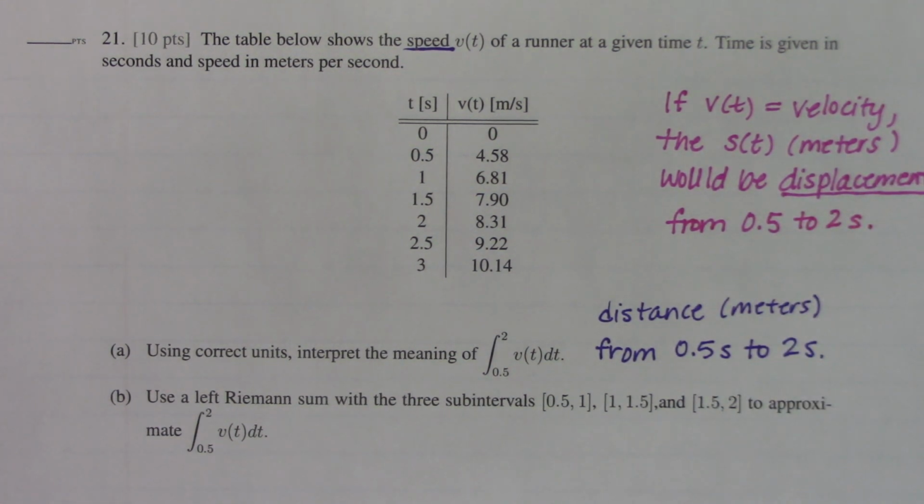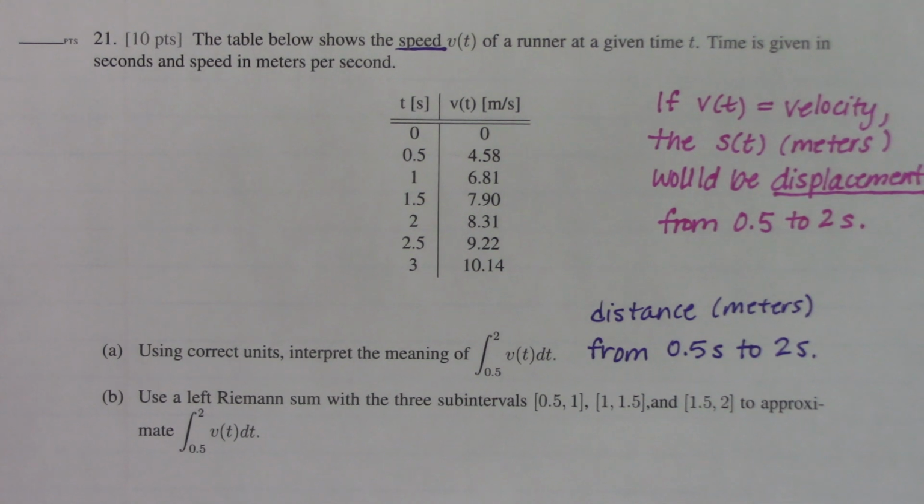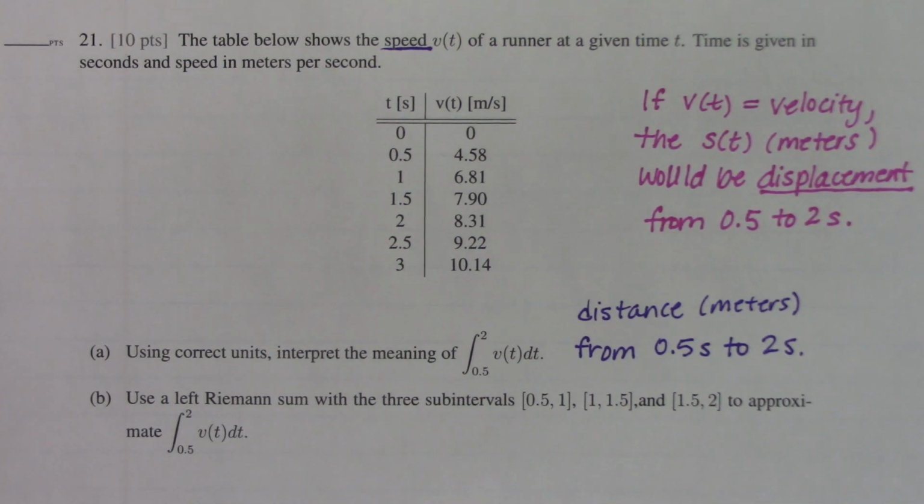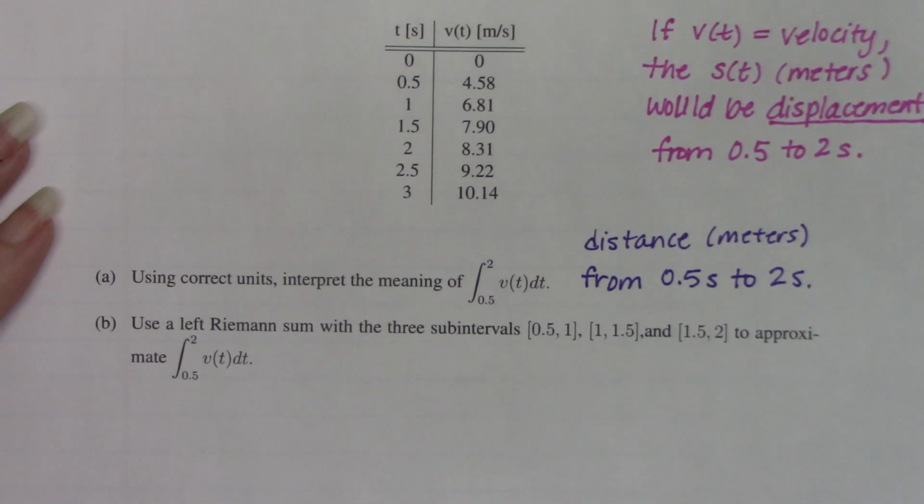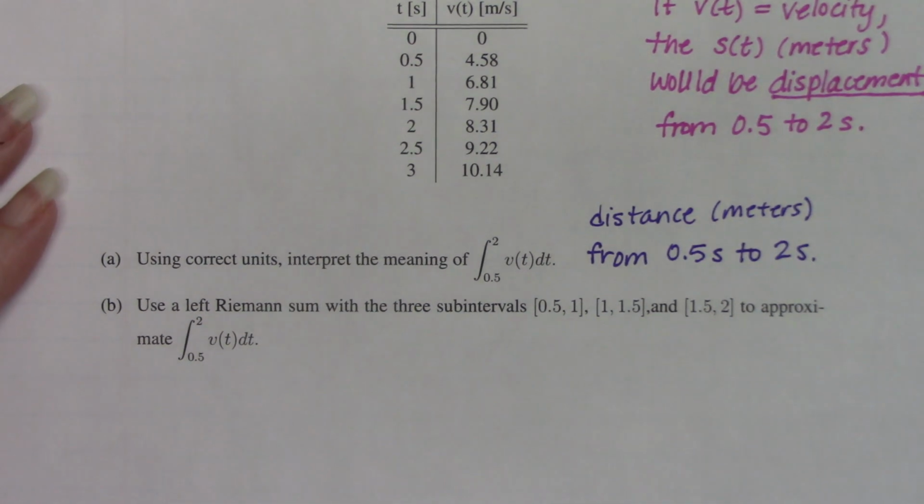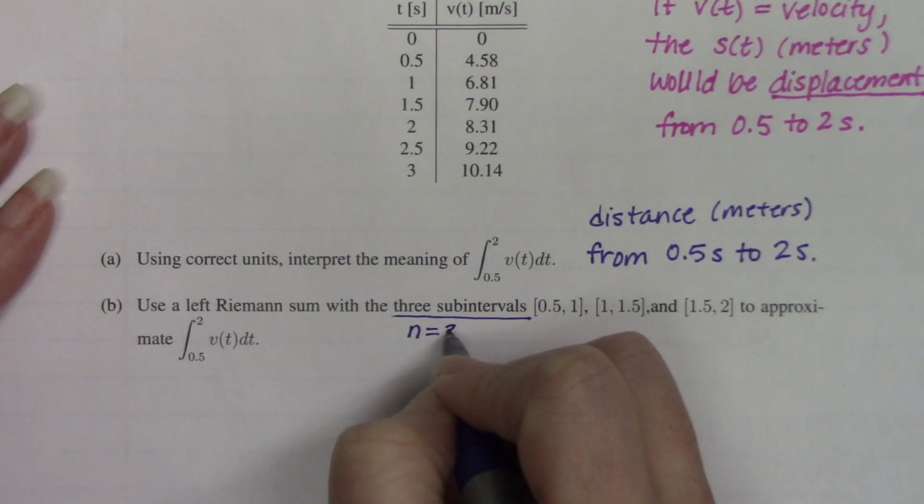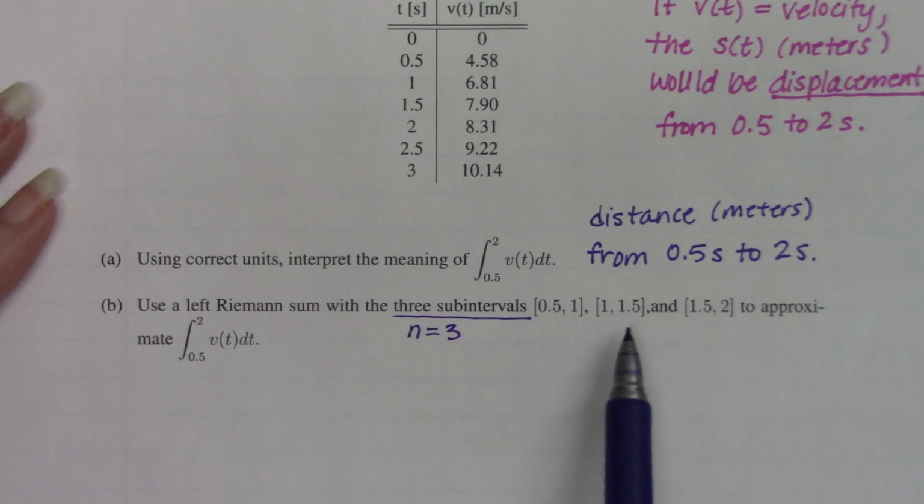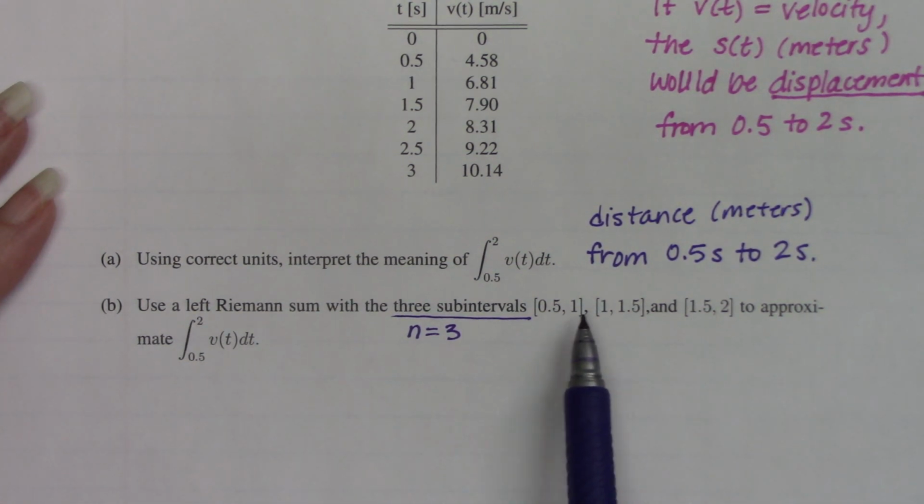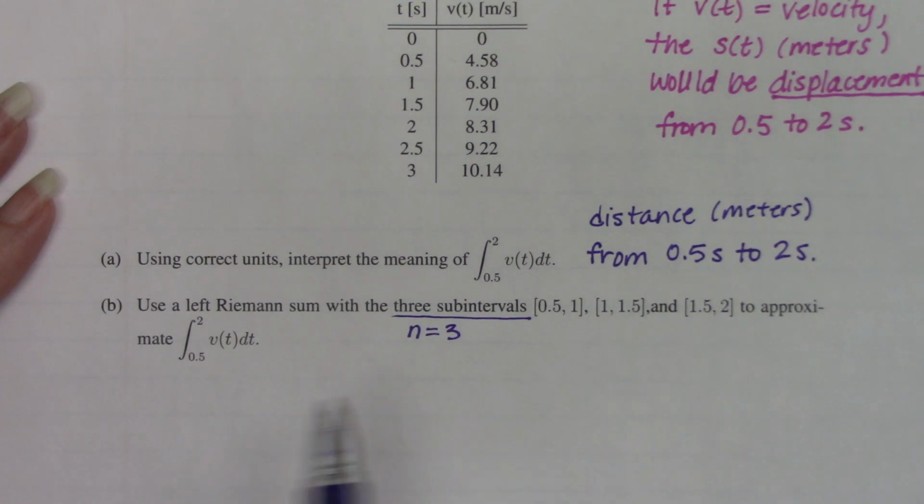That's an important distinction if you're doing a problem involving equations like this: verify whether it's speed or velocity, because that has to do with signed or unsigned, and that will affect what happens when you integrate the function. All right, now B says using the left Riemann sum with 3 subintervals. So 3 subintervals means n is 3, and they've given us the subintervals, meaning the x values where each interval starts and stops, to approximate this integral.